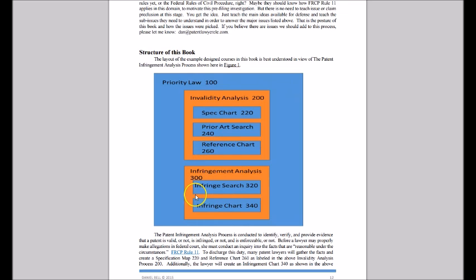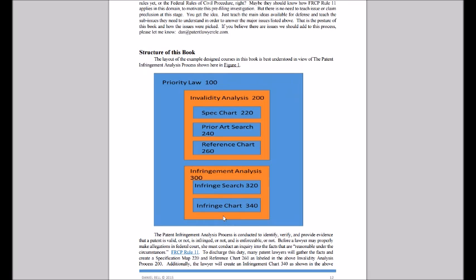Neither the reference chart nor the infringement chart are included in it. Just the first two are priority law and spec map. But the infringement chart process is searching for evidence of use of a claimed embodiment and mapping the proof of, or the evidence of use of, the claim language in the commercial embodiment into a claim chart. And so that's what the infringement chart course is.